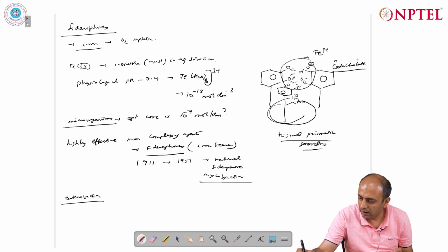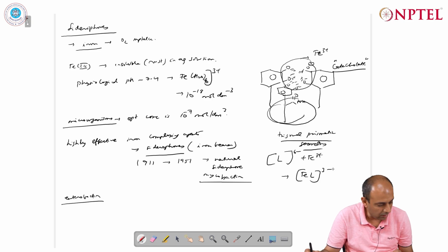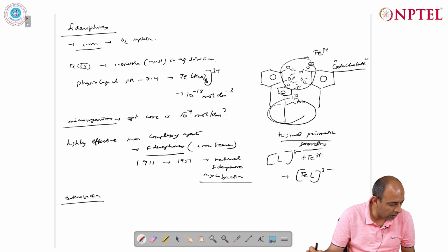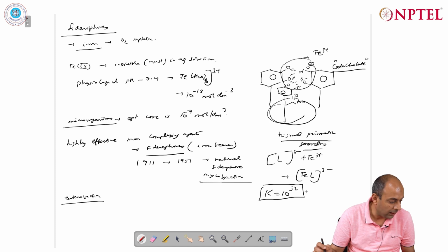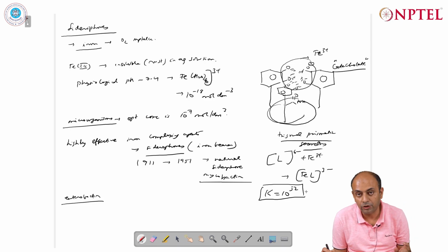The overall charge on the ligand is 6 minus, and then it interacts with iron 3 plus, so it forms FeL 3 minus. This is the overall charge on the complex now, and the binding constant is very high. 10 to the power 52 is the binding constant, and so these are extremely stable chelating agents for iron, and this is what makes them very efficient siderophores, because they can capture iron 3 plus.